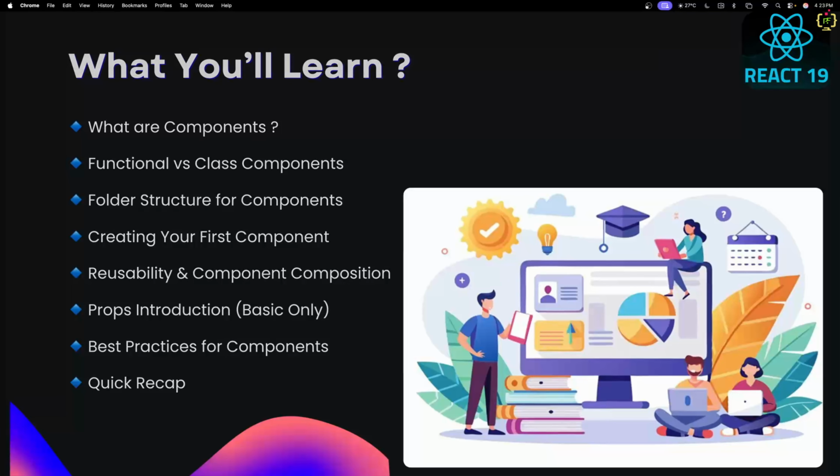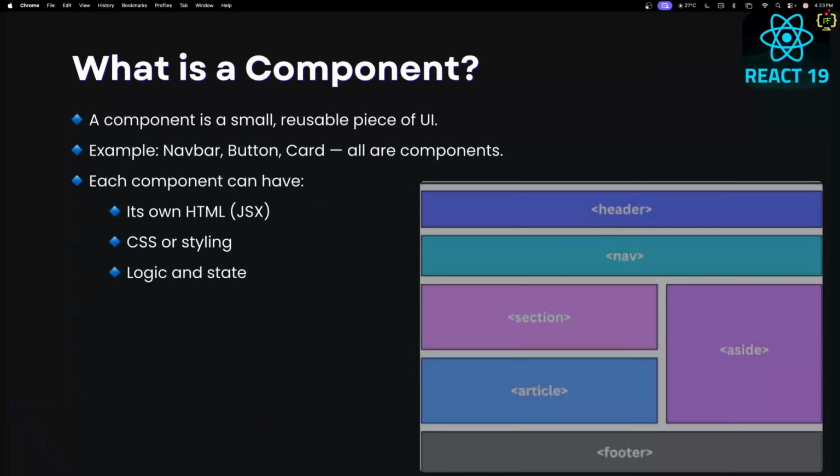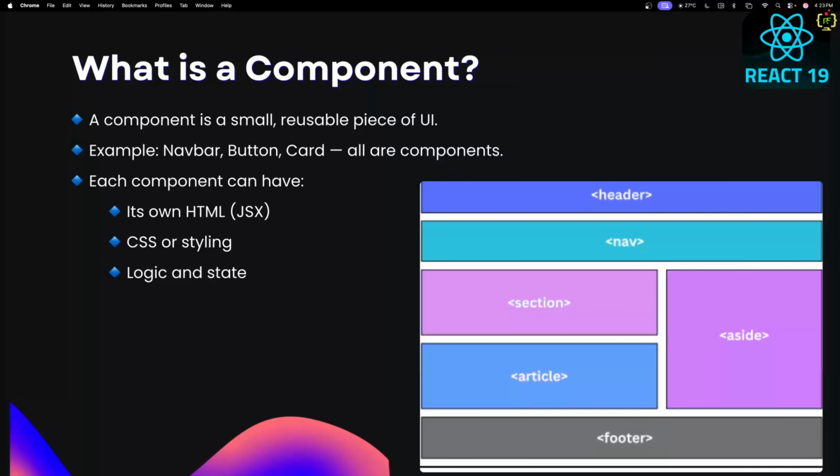Okay, so let's start from what are components. A component is a small, reusable block of UI. It is just like a Lego block, which will be small, independent, and reusable. So here reusable means write once and use it multiple times, that means in multiple places.